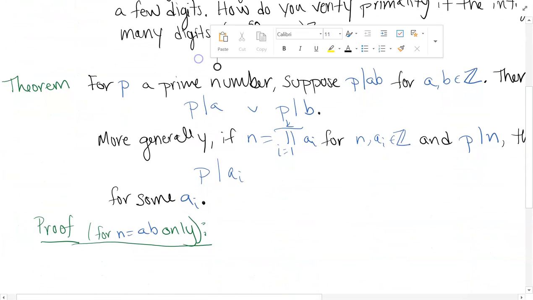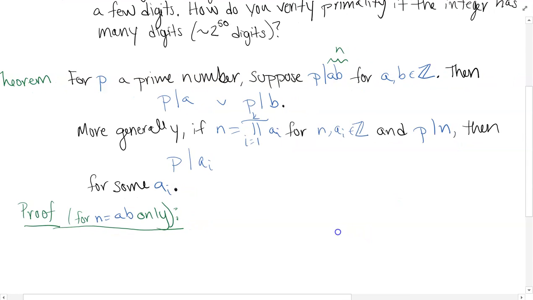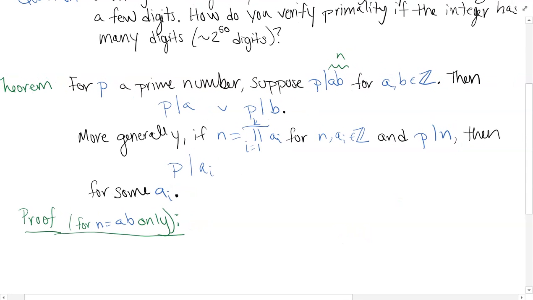But anyway, a major result of this section has to do with this. If we have a prime number p, and we know that this prime number divides a product of two numbers a and b, and for future reference I call this n. In future slides we might just talk about a number n being divisible by this prime p. So a and b are integers. Then since p divides this product, it has to divide either a or b or both.